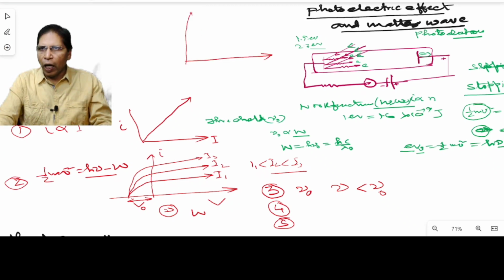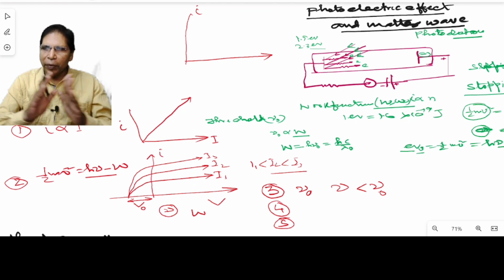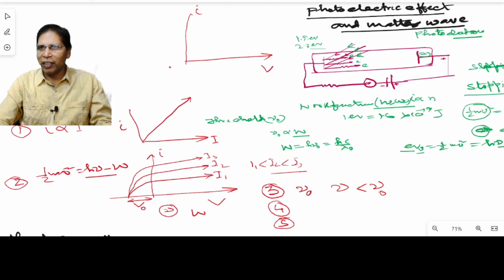Now we have to draw a graph for radiation of the same intensity but different frequency. This is the V axis. Suppose the new one is a smaller frequency. So this graph becomes like this. This is for the new one. So here the stopping potential is V1.